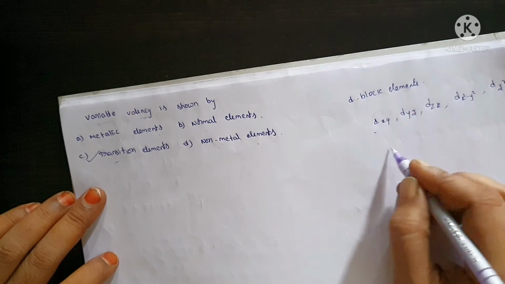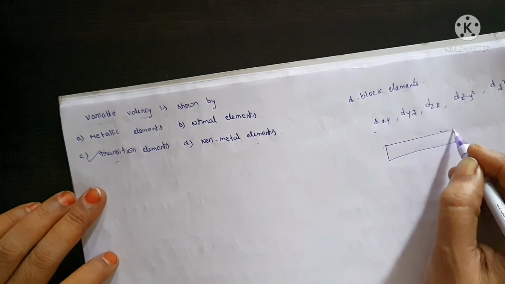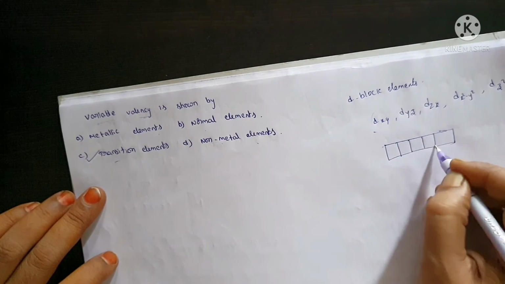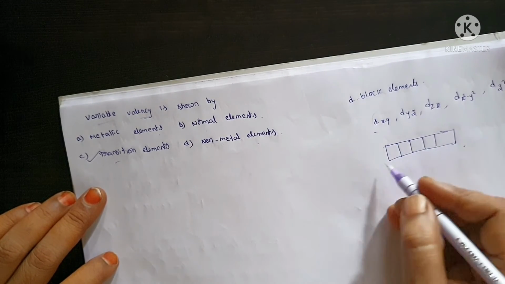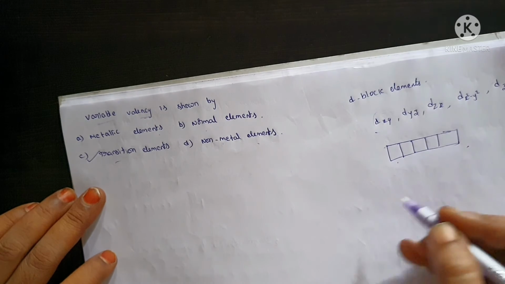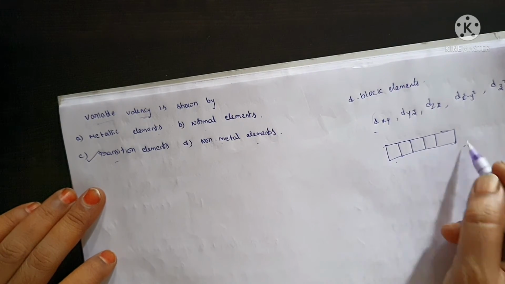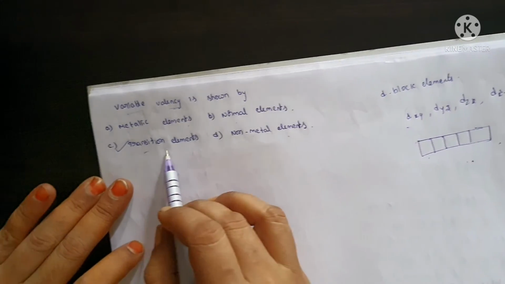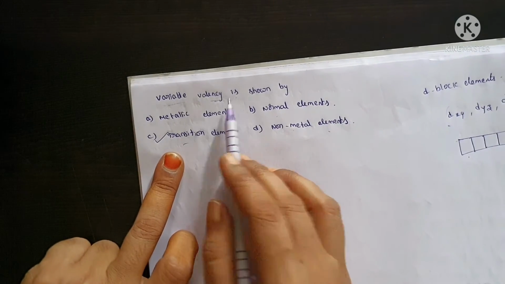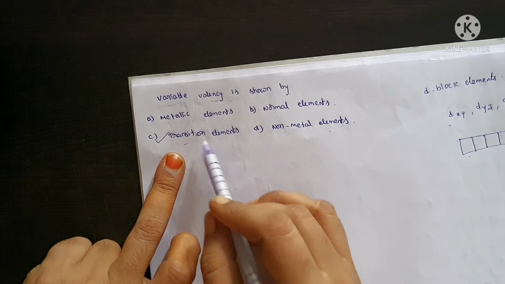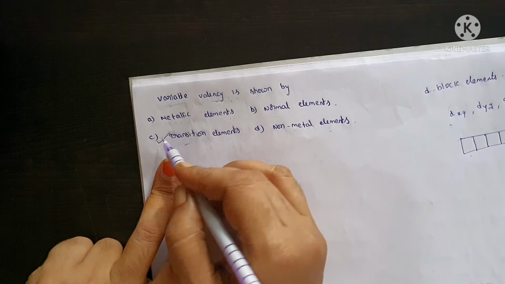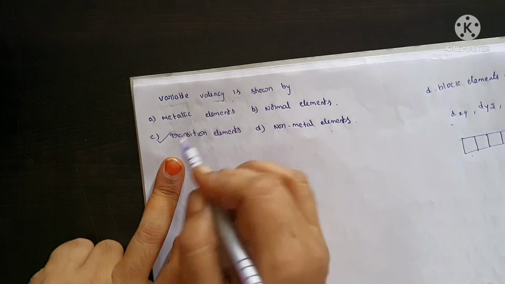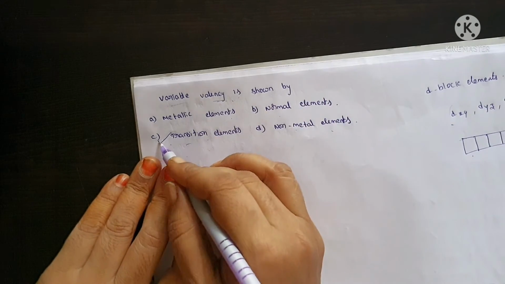It has 5 subshells. So it shows different valency states because of the d orbital, different valencies and different oxidation states also. Metallic elements, non-metals, normal elements: variable valency is shown by the transition elements only, that is option C.